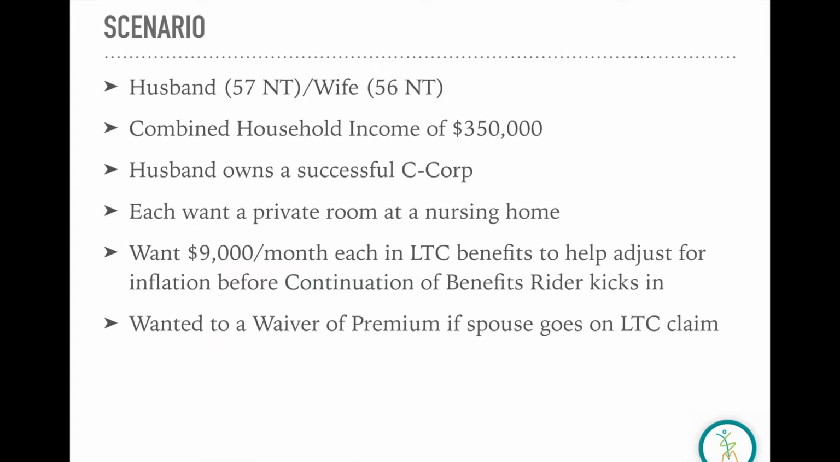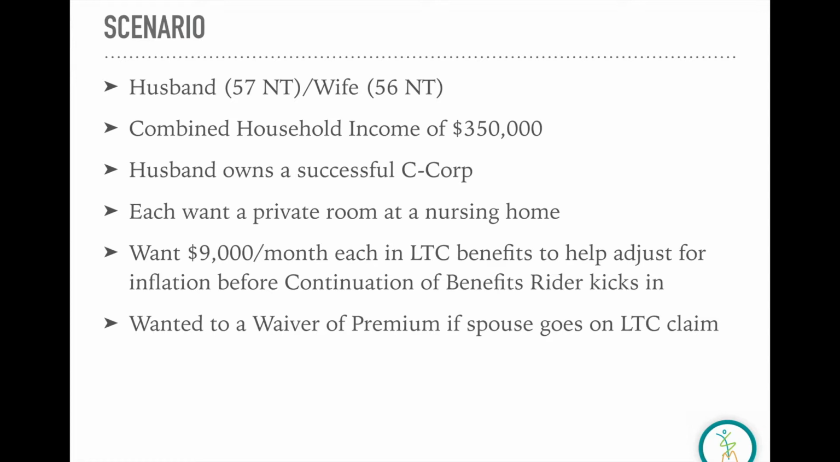So let's take a look at a scenario here. You have a husband and wife that we're going to try and insure together. Husband is 59, the wife is 56. Neither of them uses tobacco. They have a combined household income of $350,000, and the husband owns a successful C corporation. That's important. We'll get to it in a minute.